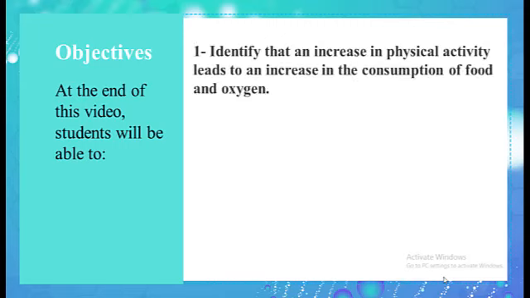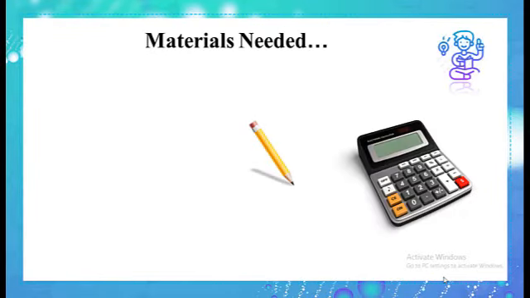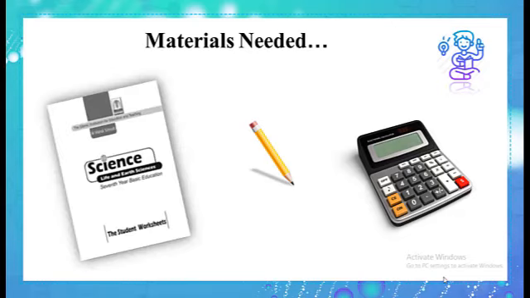At the end of this video, you will be able to identify that an increase in physical activity leads to an increase in the consumption of food and oxygen. Note that the body's energy is produced mainly by the energy of the food consumed, carbohydrates and lipids. Materials needed: a pencil, your calculator, and your biology worksheet booklet.